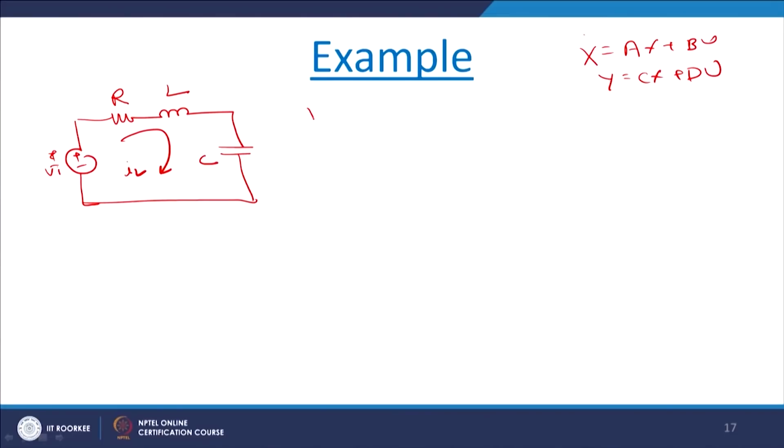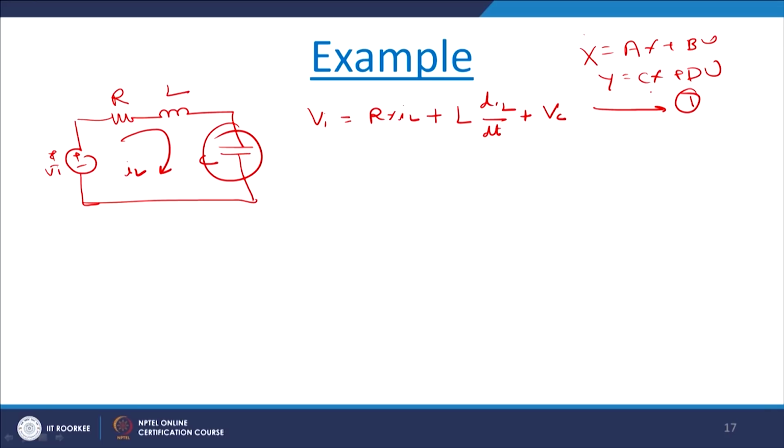How do you write it? We can write Vi, the input, equals R into IL, as current IL we have taken, plus L dIL by dt, plus the voltage across capacitor C, Vc. Vi equals R into IL plus L dIL by dt plus Vc. So we write this as equation number 1.